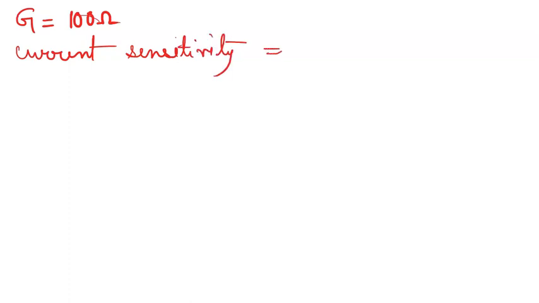Hi, in this question, it is said that a galvanometer with a coil of resistance 100 ohm, that is the galvanometer resistance, we will write it as G, which is given 100 ohm. And the scale having 100 divisions has a current sensitivity of 25 microampere per division. So the current sensitivity of this galvanometer is given, 25 microampere per division, and the galvanometer resistance is given 100 ohm.